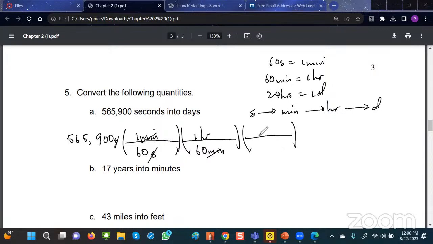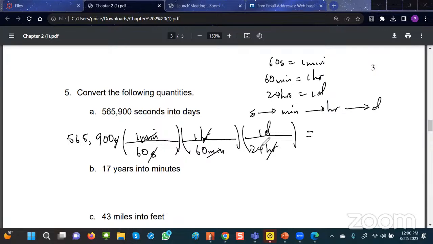So what would go up top here and what would go below here? 1 day, 24 hours. Very good. And that's it, right? That's the setup. The hour unit will cancel out here and here. All right, so let's do the number crunching.